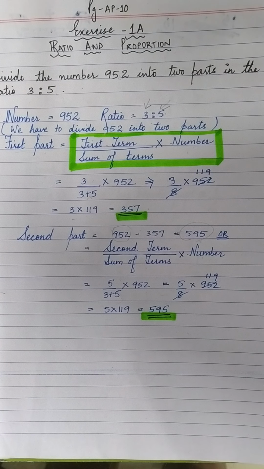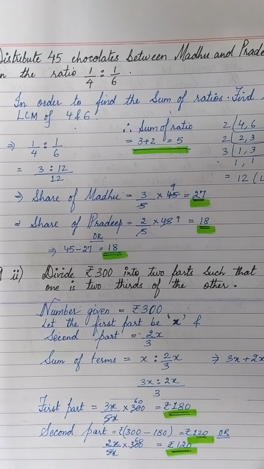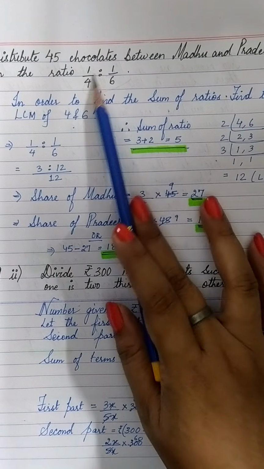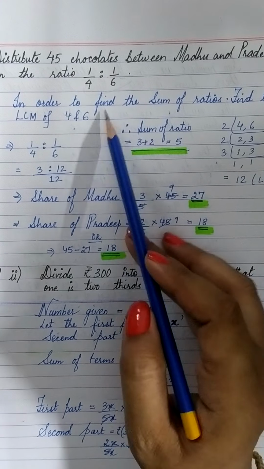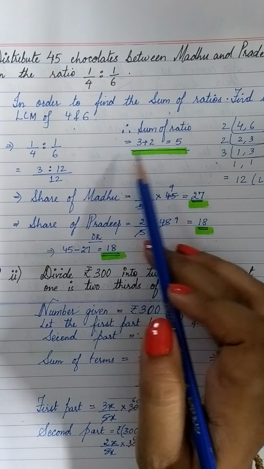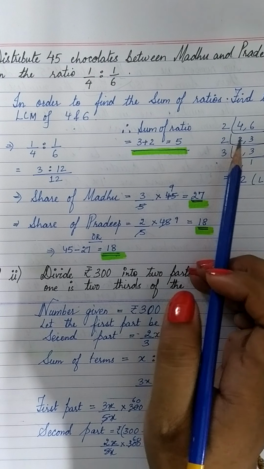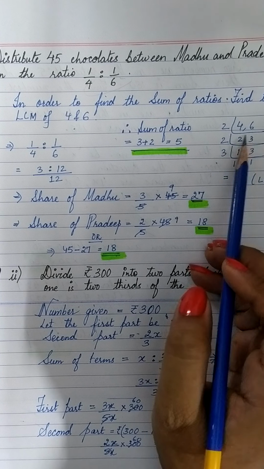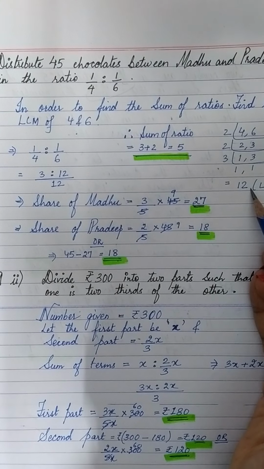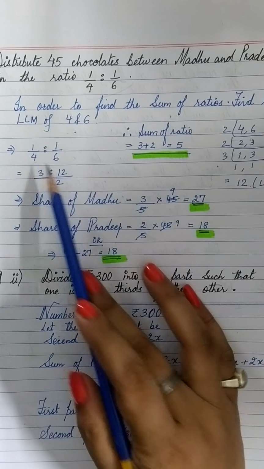Moving to question number 8. Question number 8 says, distribute 45 chocolates between Madhu and Pradeep in the ratio 1/4:1/6, right? So same way, children, to find out first of all the ratio and the sum of ratio, we will equalize the denominator. How are you going to do it? You are going to find out the LCM of the denominators 4 and 6. So we got it as 12, right? So LCM of 4 and 6 is 12.